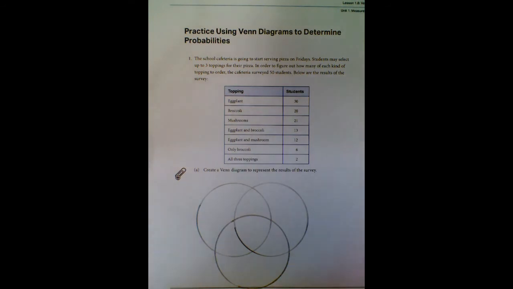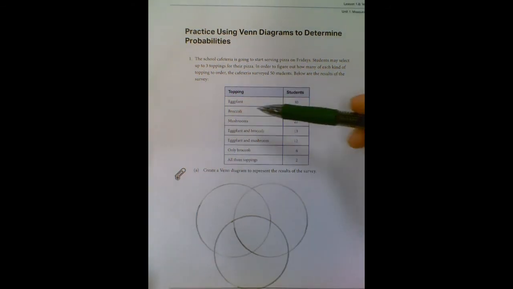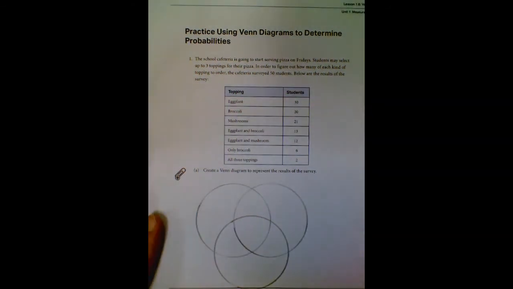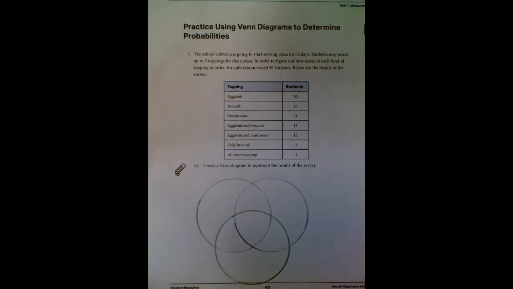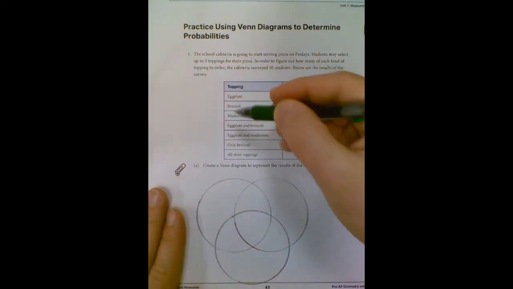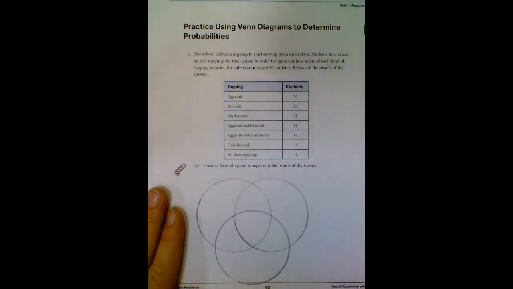Today we're going to be practicing using Venn diagrams to determine probabilities with some really odd pizza toppings. The school cafeteria is going to start serving pizza on Fridays, and apparently we're going for some vegetarian options. So we've got eggplant, broccoli, mushrooms, and then a couple breakdowns of different choices that involve multiple of those. Since those are my three, I have a three-circle Venn diagram down here.